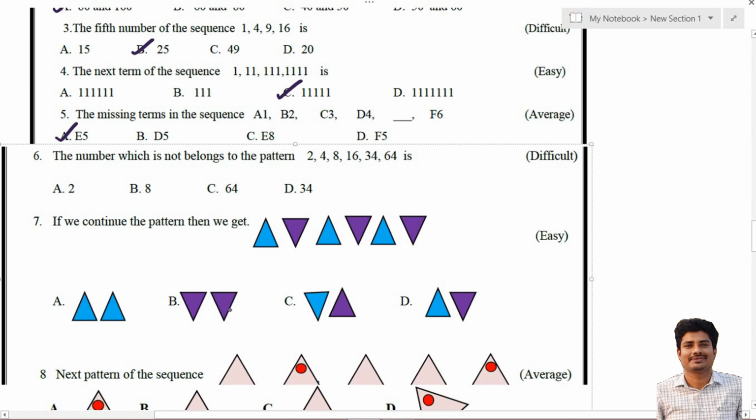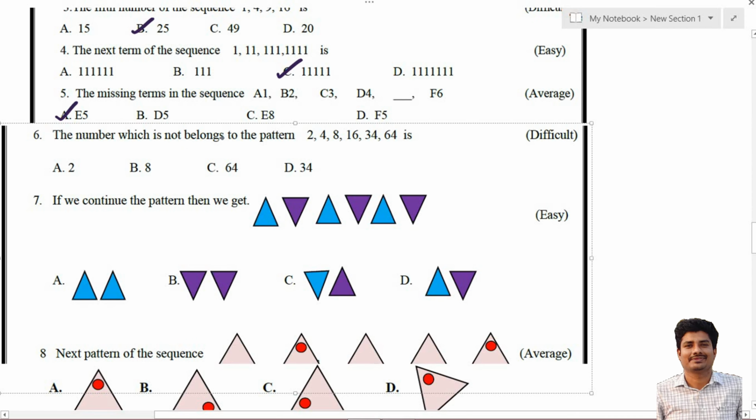The number which does not belong to this pattern. The next question, let us see this pattern: 2, 4, 8, 16. 2 to 4, 4 to 8, 8 to 16, 16 to 32 should come, but he wrote 34. Therefore it is the wrong answer. 34 is the wrong number in this.